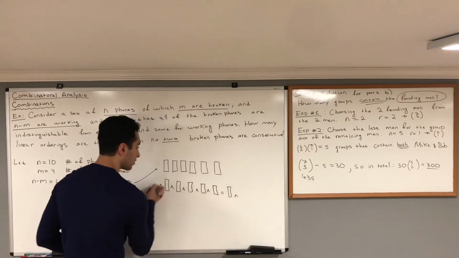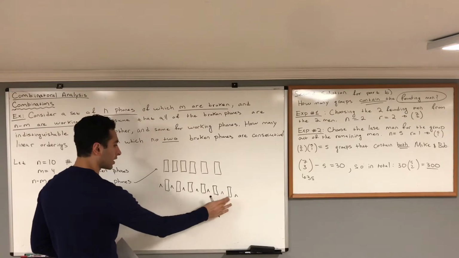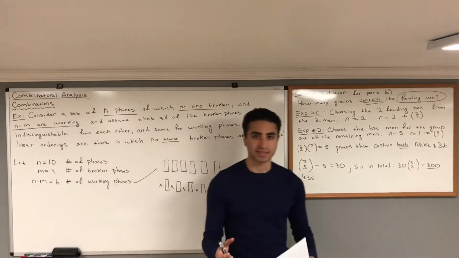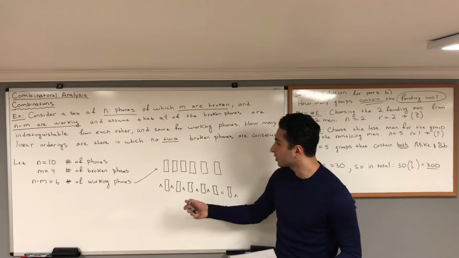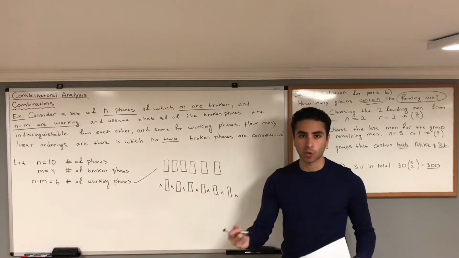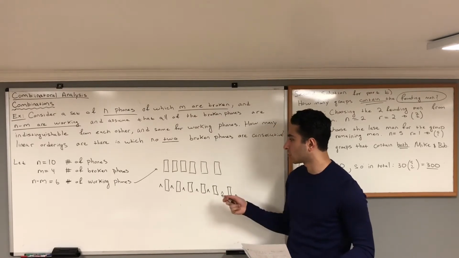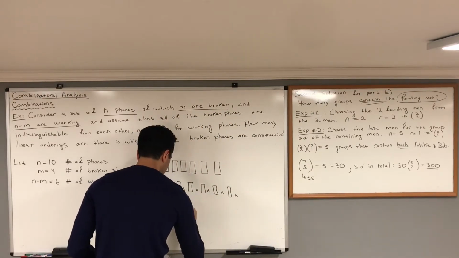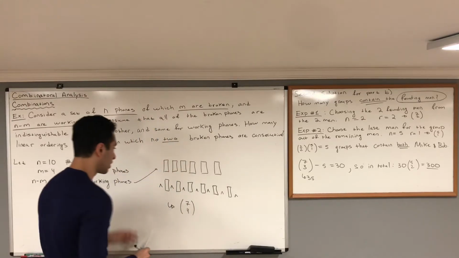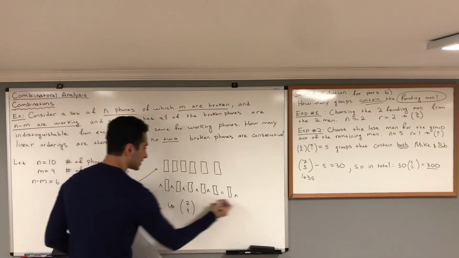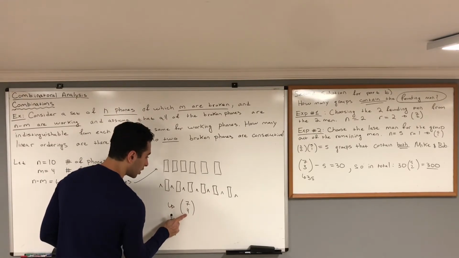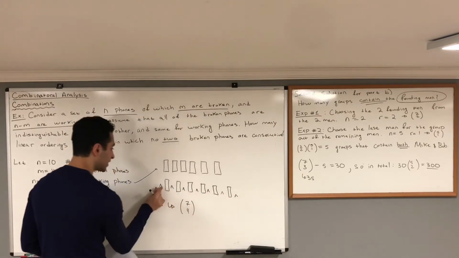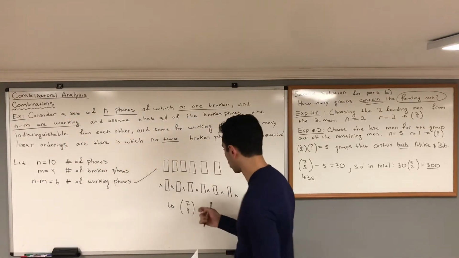And this is a linear ordering. But now I have to understand, wait, I have 7 spaces, right? 1, 2, 3, 4, 5, 6, 7. I have 7 spaces, and I could fill in any of them with the broken phones I have. Well, I only have 4 broken phones, but I have 7 spaces. So I have 7 choose 4 different linear orderings, right? I have to choose 4 of the 7 spaces I have between my working phones, including this space and that space. So 7 choose 4 total linear orderings.